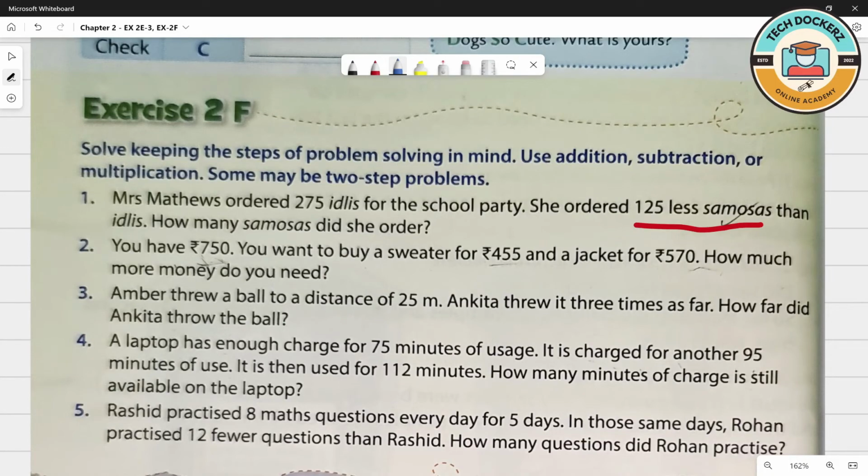So how will we identify this question? What is the signal word here? How many minutes of charge are left on the laptop? So we will do the subtraction. But there are also 2 steps involved. First, we need to calculate how many minutes of charge are available on the laptop. For this, we will do the sum of 75 minutes and 95 minutes. Then we will take the difference of how many minutes the laptop was used. So let's solve this question.